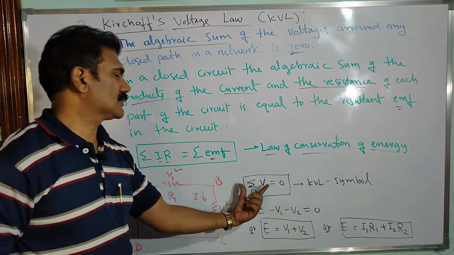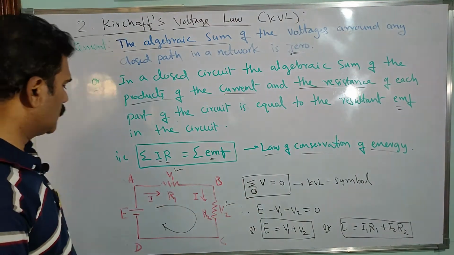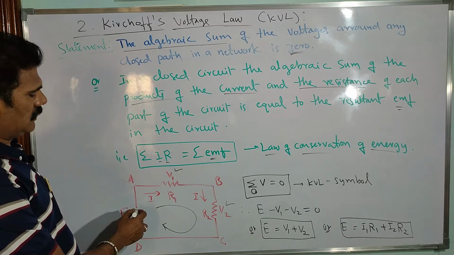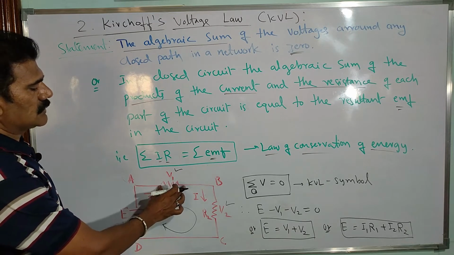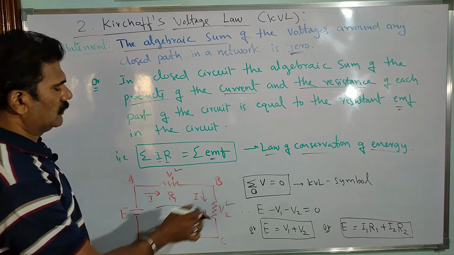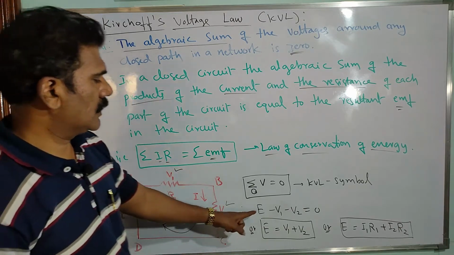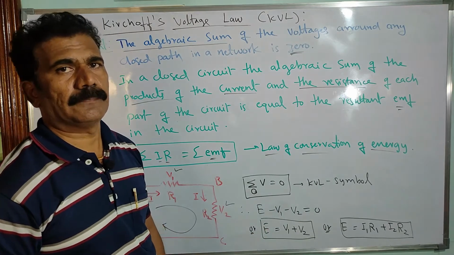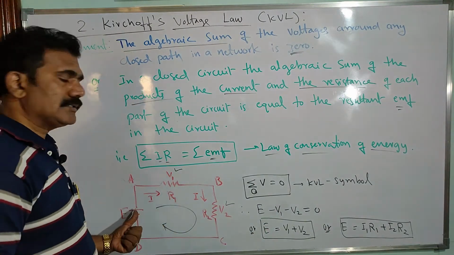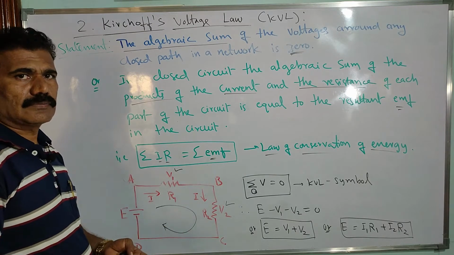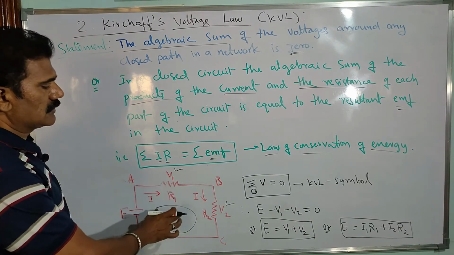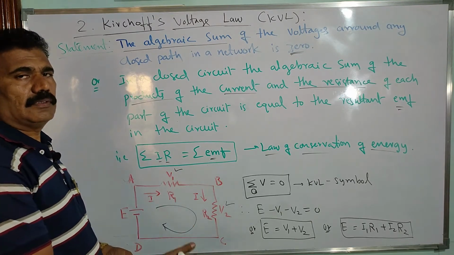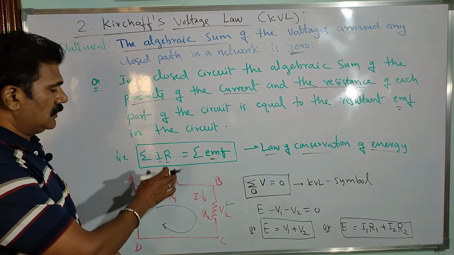Now how to calculate that sum of V over a closed loop? Consider the supply EMF is E, and that EMF is going to be dropped across the resistor R1 as voltage V1, across R2 it is V2. So consider all those sum. E minus V1 minus V2. Why do you have to consider the negative sign here? Because the supply voltage gives the energy to the circuit, whereas the loss of energy is across the resistor R1 as voltage drops. So you should consider it as loss of energy across the resistor. So it is the negative sign here.